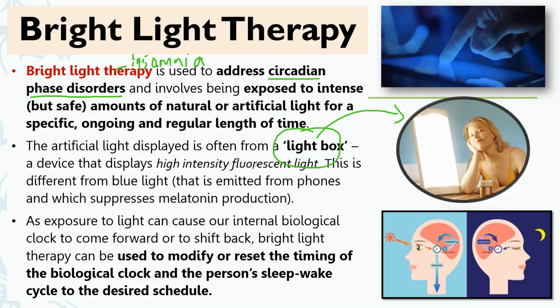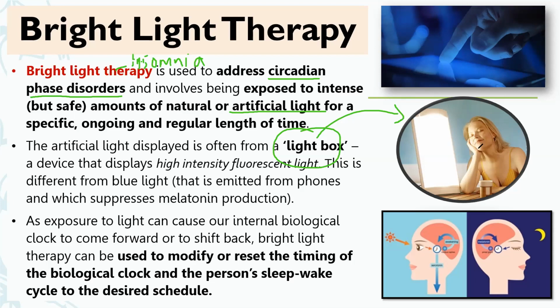Okay, so obviously when we're looking at bright light therapy, it's the use of a light box, and this light box emits artificial high intensity fluorescent light, which is very bright light. That's why we call it bright light therapy. And the exposure of this light actually promotes the release of melatonin at the correct time.